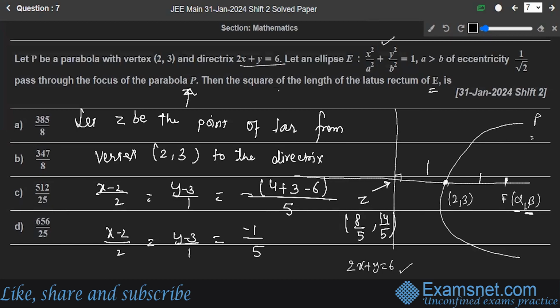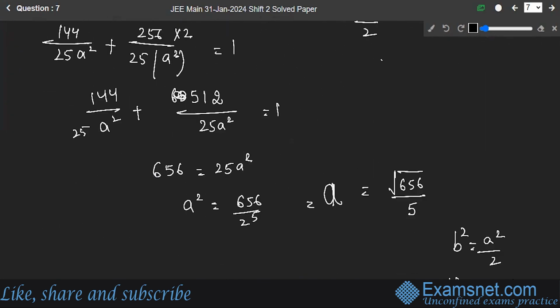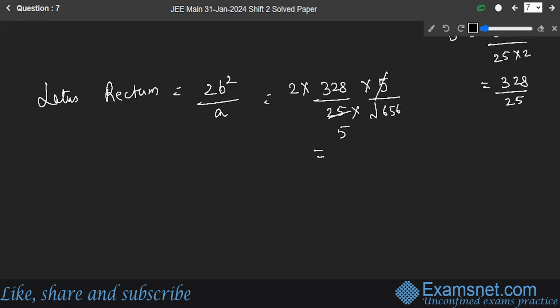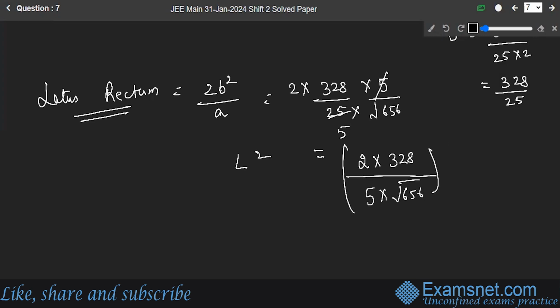This is the latus rectum, right? You have to find out the square of the length. Okay, I'll do the squaring also. So let's say this is the latus rectum L. This is equal to, okay, this can be written as 2 into 328 upon 5 into root 656. Let's do the squaring now. So this will also be squared.